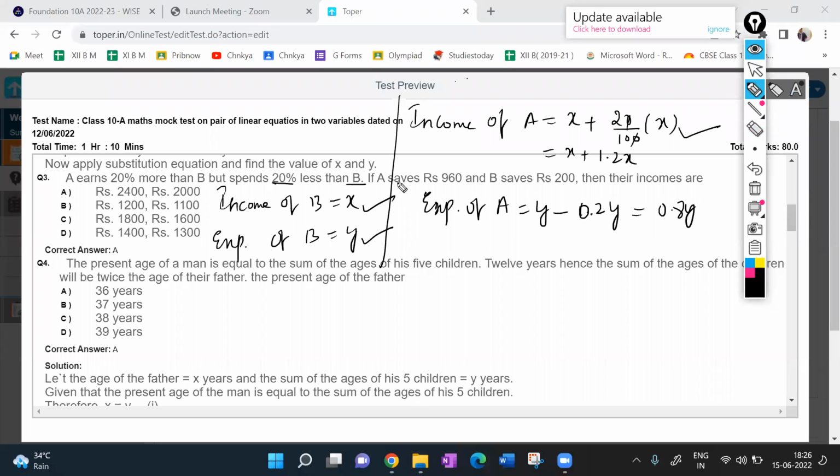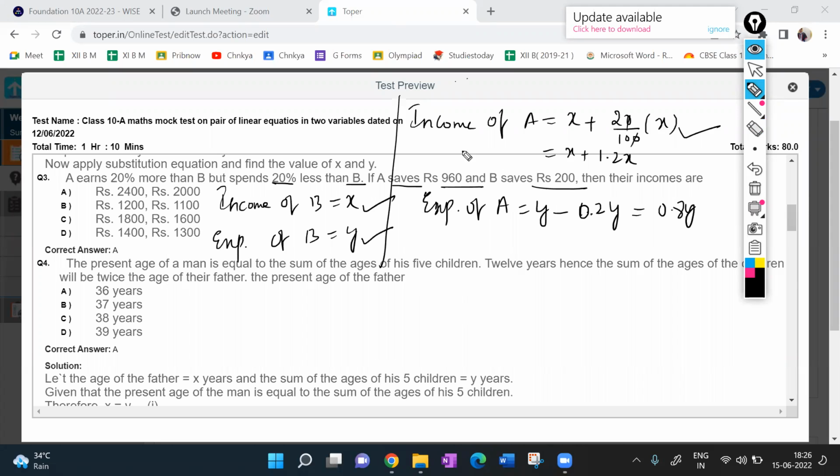So now, as per the question, what? A saves 960, B saves this much. Someone is texting me on WhatsApp. Who is that? I don't know. I didn't save your number and you guys are texting me. Okay, so A saves 960, B saves 200.